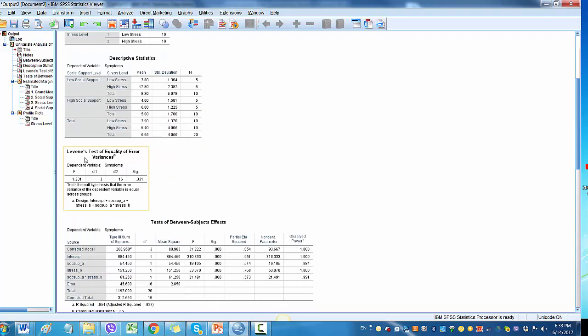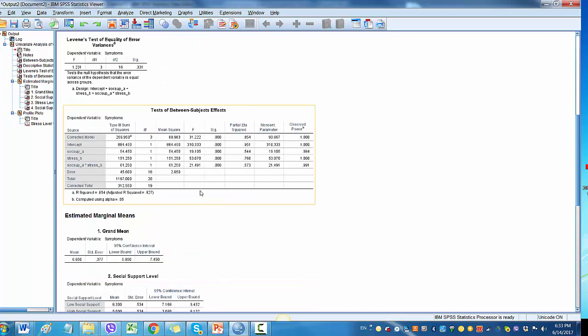Now the Levene's test is not statistically significant, which is 0.331, which is a good thing for us. It's not violated. The assumption is good. And now the test of between-subjects effects.